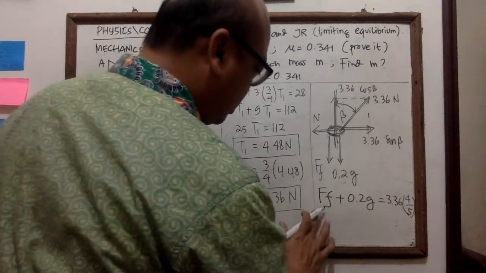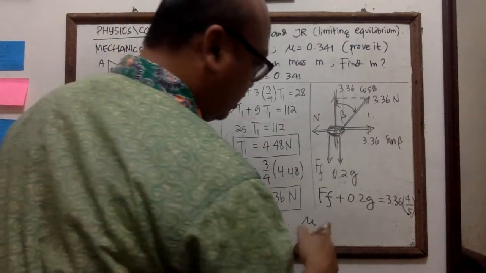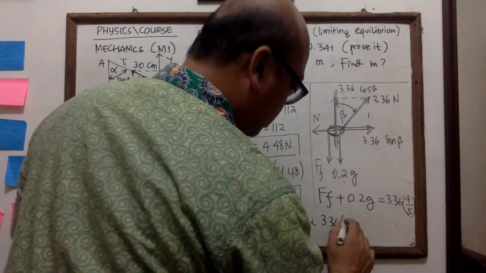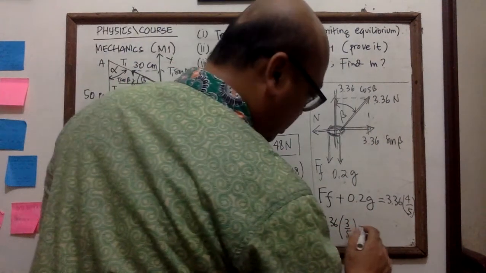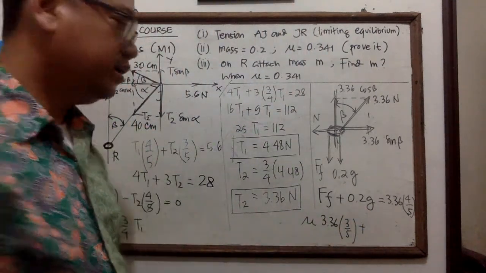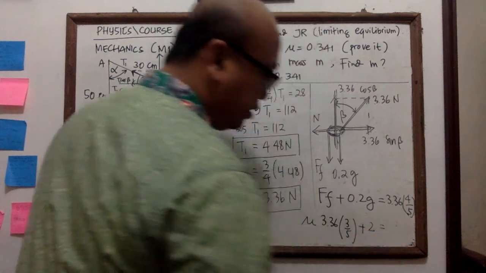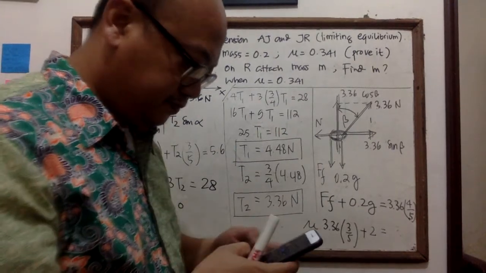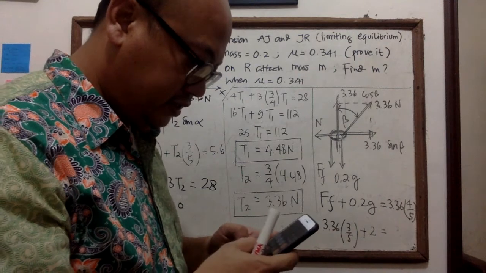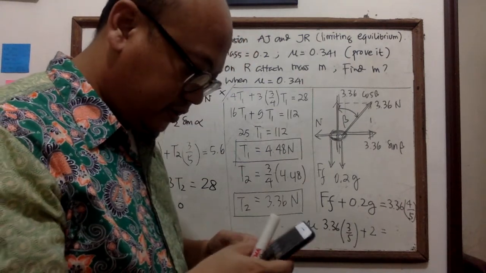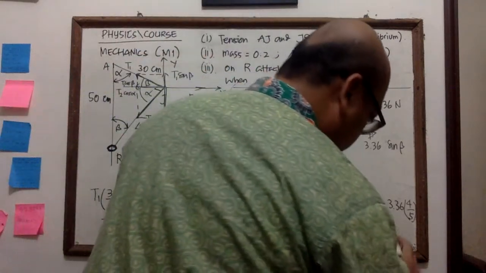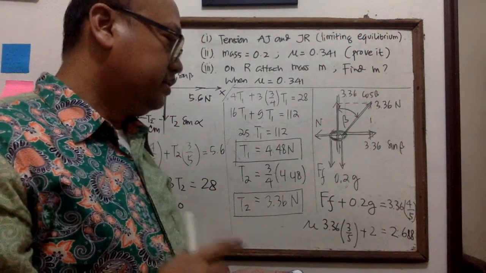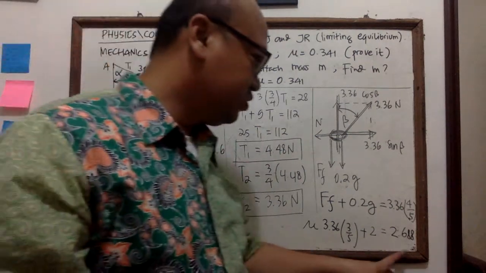And the frictional force comes from mu times the normal contact force, which is 3.36 sine beta, and sine beta is 3/5. Then let's say the gravitational acceleration we use is 10, so here it is 2. If we calculate this, 3.36 times 0.8 comes to 2.688.